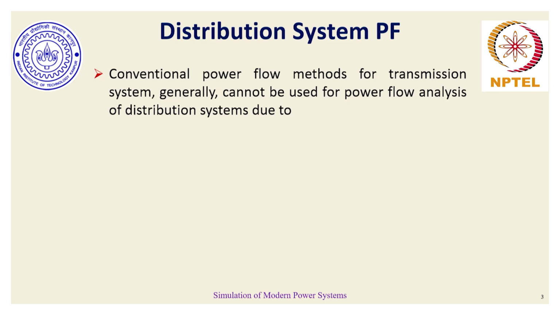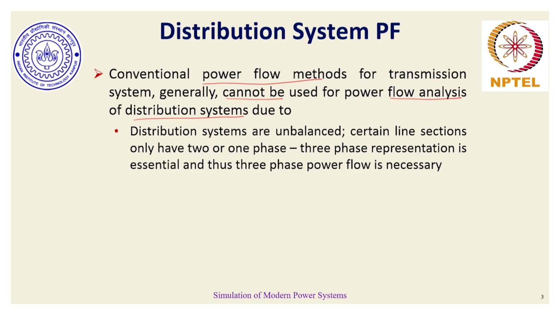So, as I was discussing in the opening discussion, conventional power flow methods generally cannot be used for power flow analysis of distribution systems. The first and primary reason for this is that unlike high voltage transmission systems, which are by system design and operation balanced systems, distribution systems on the other hand are highly unbalanced. It is also possible that this unbalancing is not just because of unbalanced loads, but also because not every line section of the distribution network will have all the phases present in it.